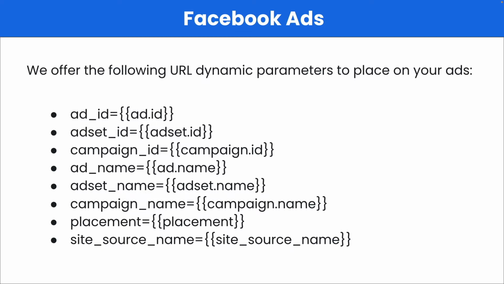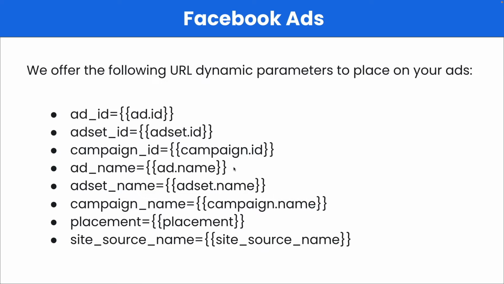Let's dive deeper into traffic sources and how to correctly tag them. We start with Facebook ads, and for Facebook ads we have dynamic parameters to place on your ads. What it means is that we can use these parameters in brackets, and they will be dynamically updated for all the ads. So we can use campaign ID or campaign name, and it dynamically changes based on our campaign, ad set, or ad name.